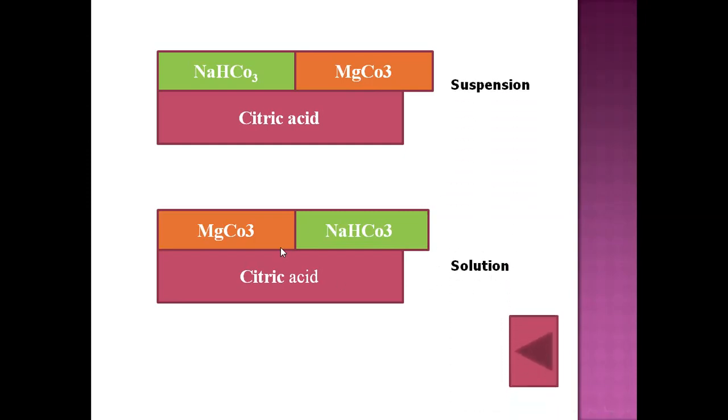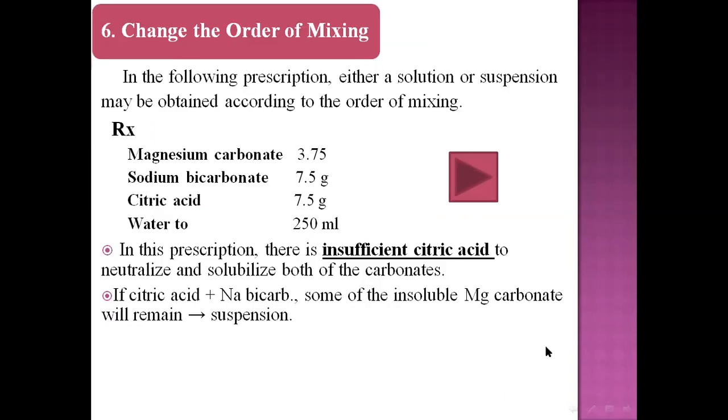According to the order of addition, if you add sodium bicarb first, the resultant product will be a suspension, because the magnesium carbonate, if added later or at the end, some part of it will react with citric acid in formation of magnesium citrate, which is a water-soluble salt. However, the rest of it will not react, which is an insoluble solid, and will result in a suspension. Another thing, if you add magnesium carbonate first, the resulting product will be a solution, because when sodium bicarbonate is added, part of it will react with citric acid, and the rest will be water soluble, so the final product is a solution.